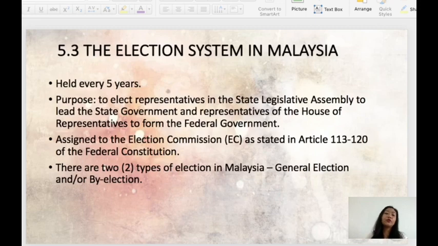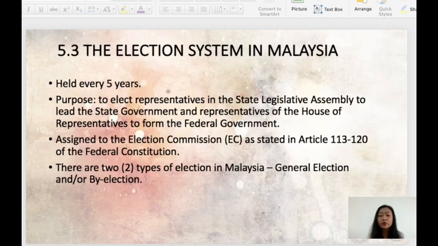Okay, now we move on to the next topic, 5.3, which is the election system in Malaysia. I think we have discussed and mentioned this in a previous topic, but never mind. We just take a look at it. It is held every 5 years.